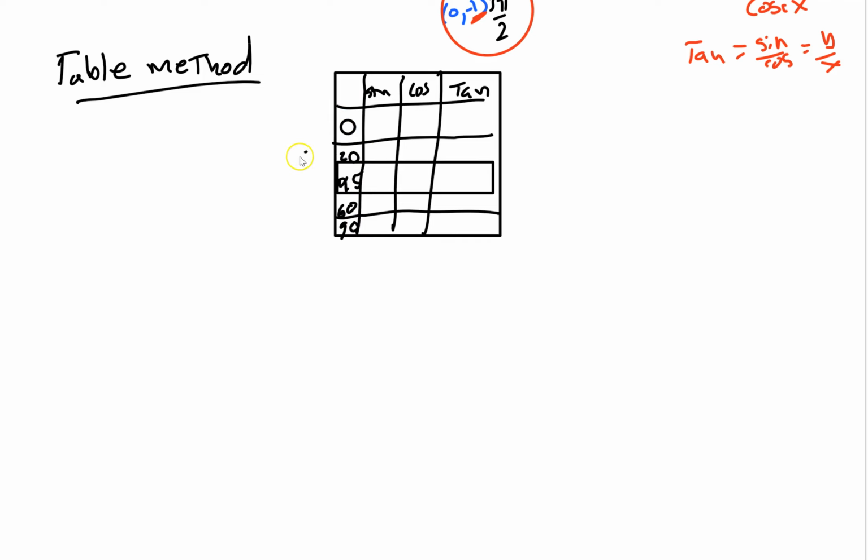Like 30 is pi over 6, 45 is pi over 4, 60 is pi over 3, and 90 is pi over 2. This is just 0. So the table method is this. The key is right here at sine. If you can get sine down, then you get the table method. And so it's not that bad. The trick is just memorizing sine right here.